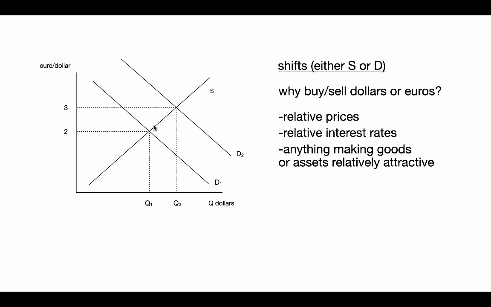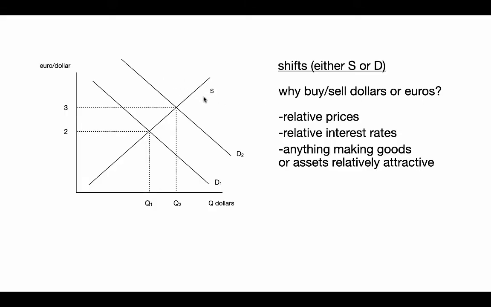So anything that causes you to want to be in dollars versus euros ultimately comes down to goods or assets. When I say goods, I mean goods and services, or some kind of asset that's priced in dollars. And a supply shift would basically be the same thing. Why would I want to get out of dollars, right? Well, I want to get into euros. So it's basically the same idea.